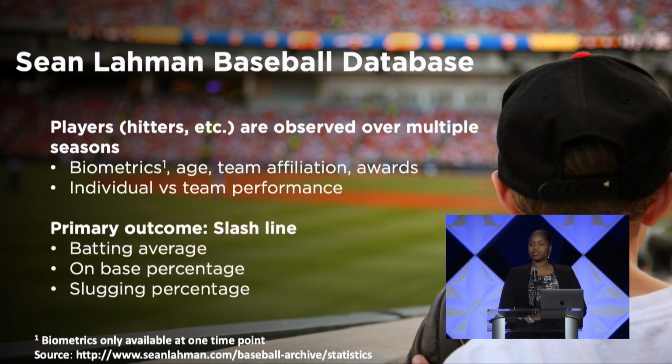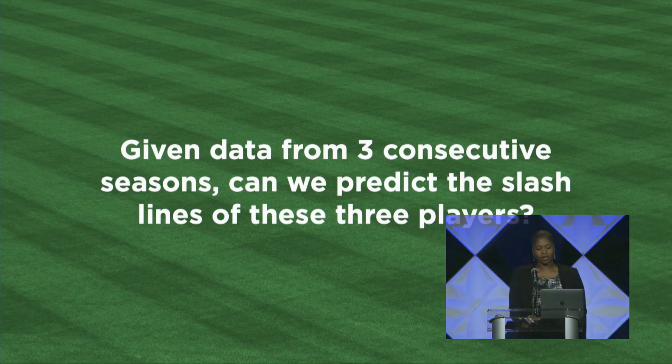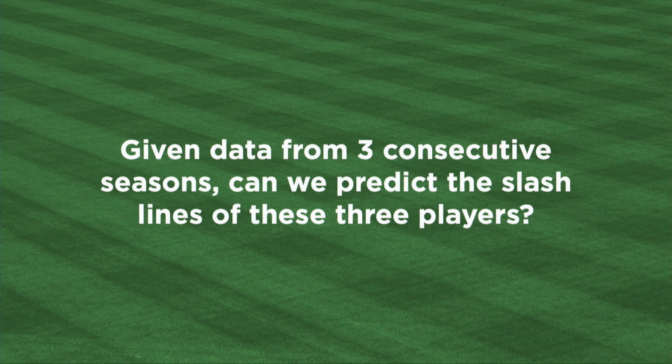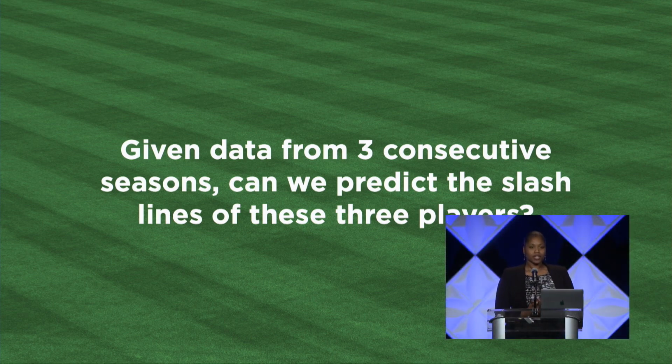For baseball hitters in particular, the batting statistics table captures all of the usual performance metrics that are commonly reported on how well they were hitting. In particular, there are three primary baseball outcomes that make up what's called the slash line, and these include the batting average, the on-base percentage, and the slugging percentage. These are usually reported as decimal numbers that are rounded to three decimal places with slashes in between them in that particular order. So let's suppose that we are particularly interested in three baseball players, and we know a lot of information about them over the past three seasons, but we'd like to predict how they're going to perform in the following season. So can we do that?